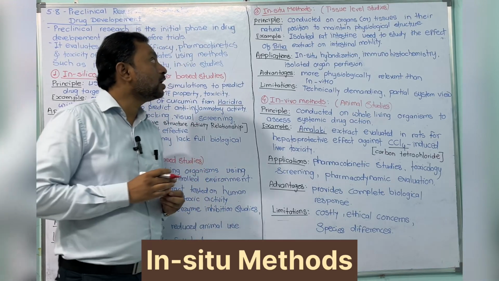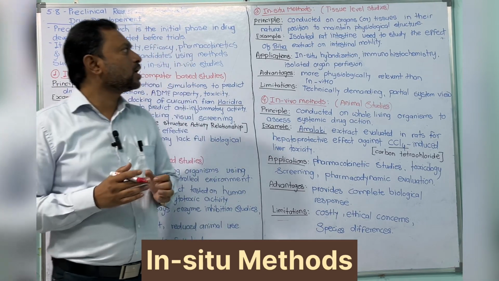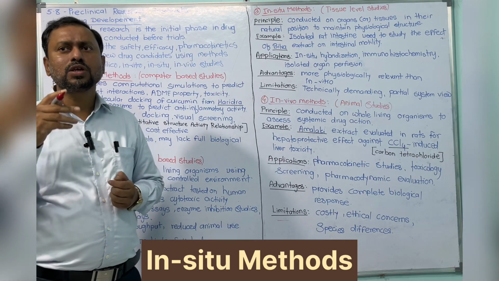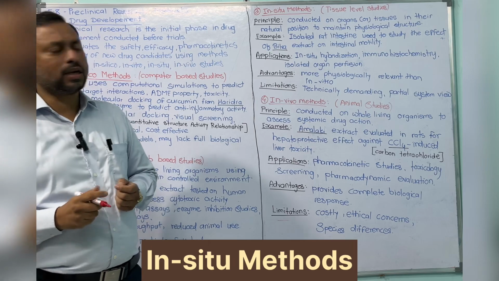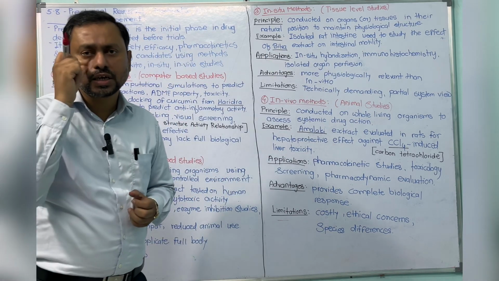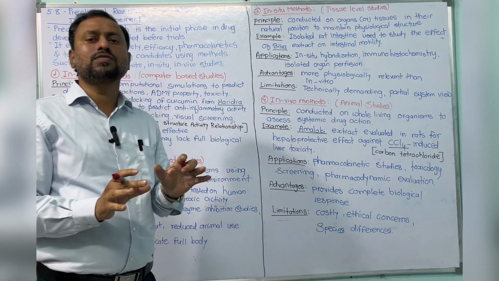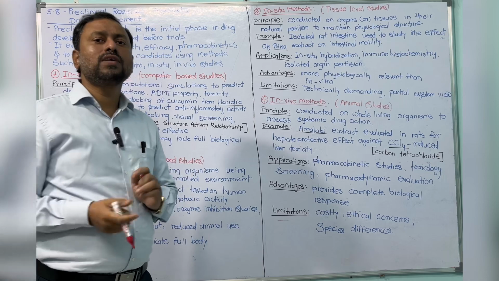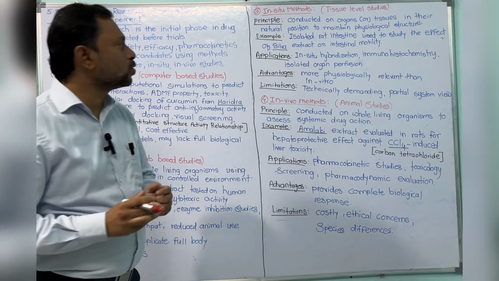The next one, third one, is the in situ methods. What is meant by in situ? In situ is nothing but the particular location, or inside the location. Here in situ means the tissue level study. Tissue level study is nothing but keeping the tissue in its physiological conditions, and in that only we are giving our trial drug. This is called the in situ method.